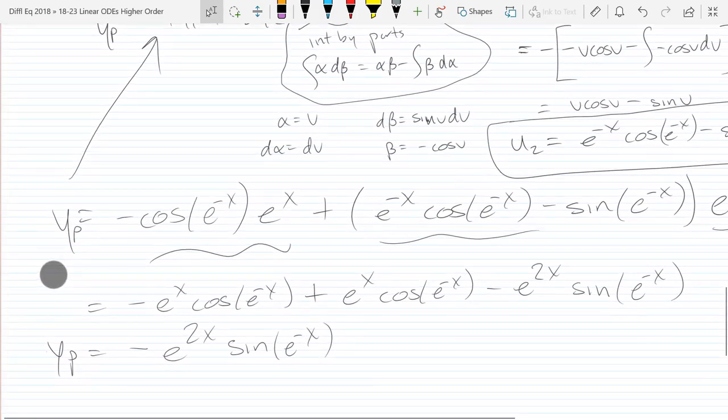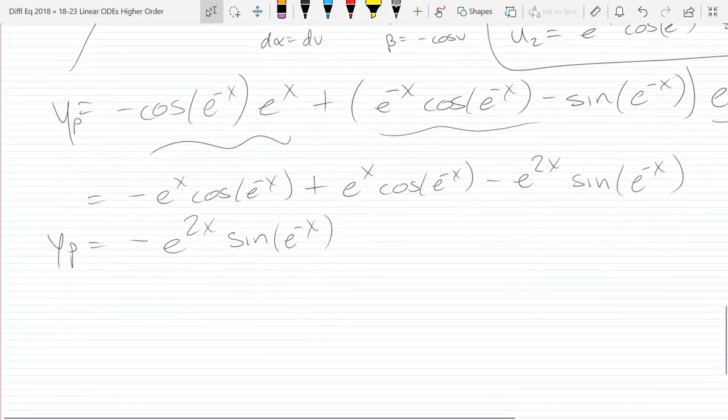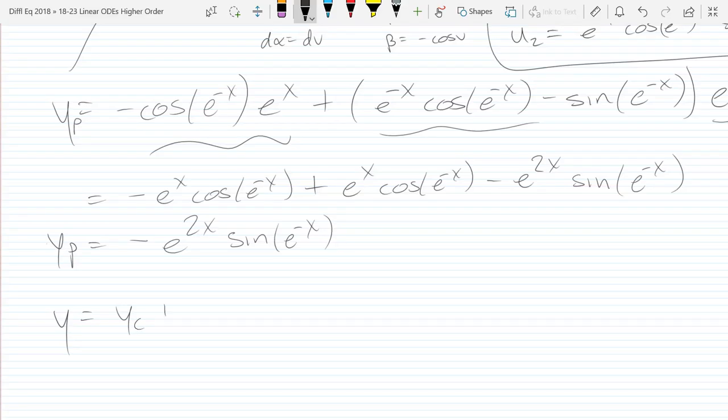So now we're going to write the overall solution, which is the homogeneous, the zero solution, plus this particular solution that we just got. So our overall solution, you're going to add the homogeneous, call that yc, plus particular solution. So the homogeneous, remember, is constant times e to the mx plus constant times e to the other mx. So our yc will look like b1 e to the 1x, second homogeneous solution, e to the 2x. So we have b2 e to the 2x plus our particular is right above, negative e to the 2x sine e to the negative x.